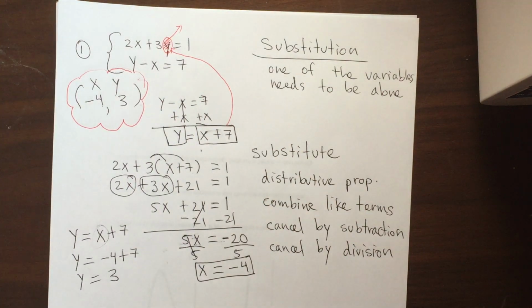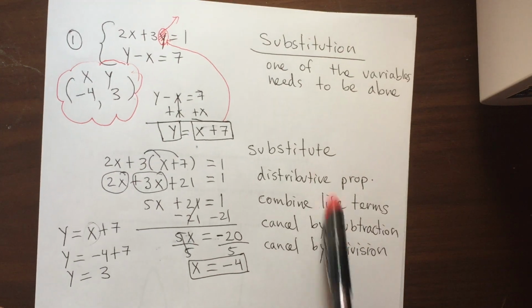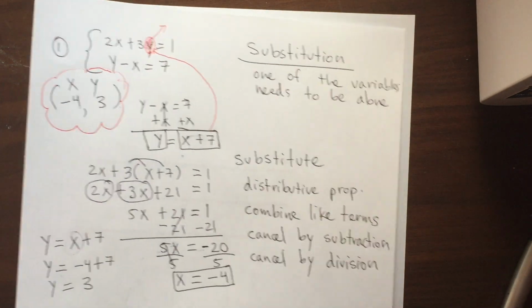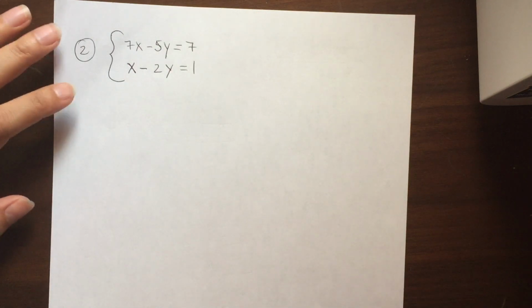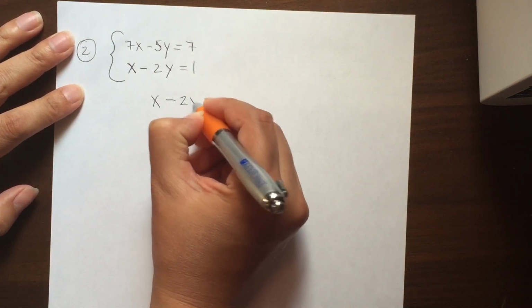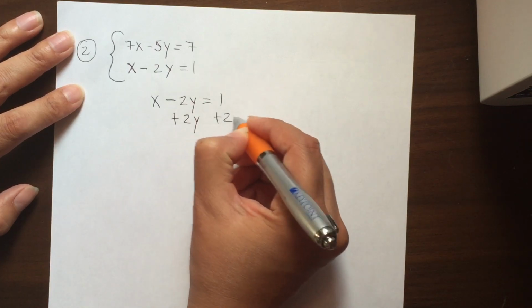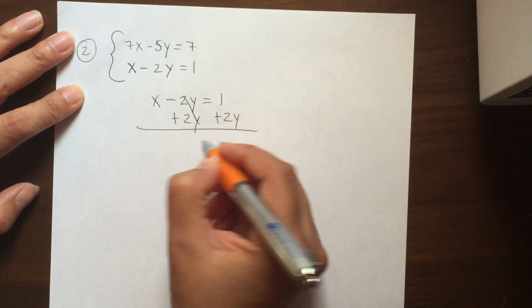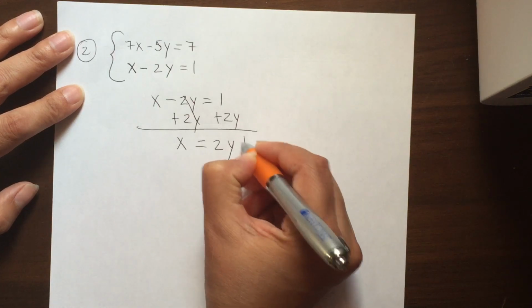Okay, another example, and you can look back at these notes. I'm not going to write them for the next one, but I'm going to tell them to you. Okay, so for the next example, the easiest one to leave alone is the x. So x minus 2y is equal to 1. I add 2y to both sides. And so my x is equal to 2y plus 1.